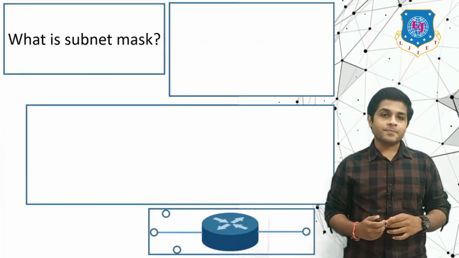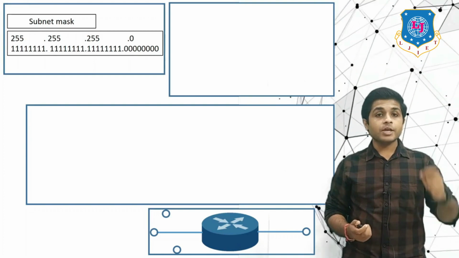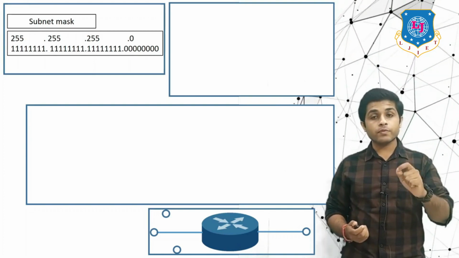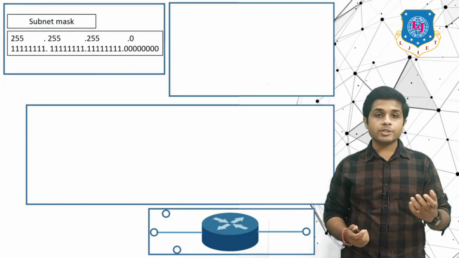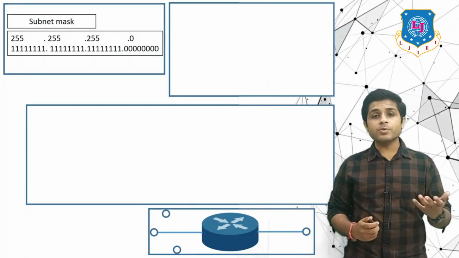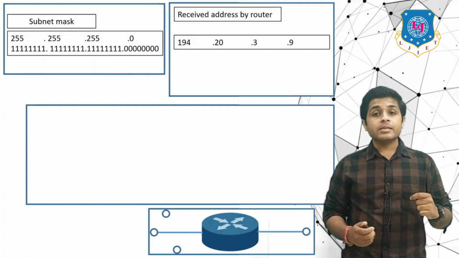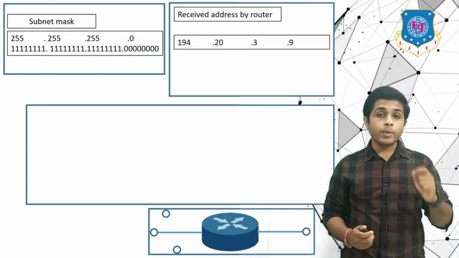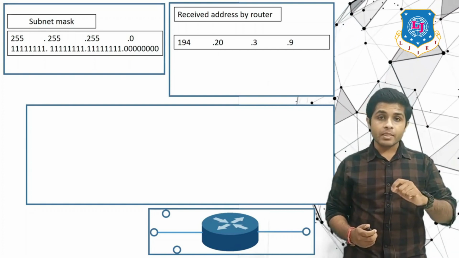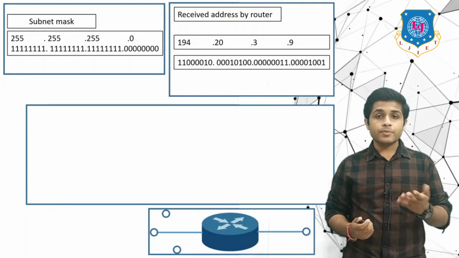So let's see. The subnet mask 255.255.255.0 is the subnet mask of class C. We have just found that. Suppose a router has received an IP address of class C, that is 194.20.3.9. Let's represent that IP address in binary. So you will get something like this.